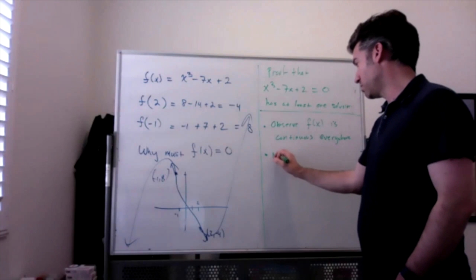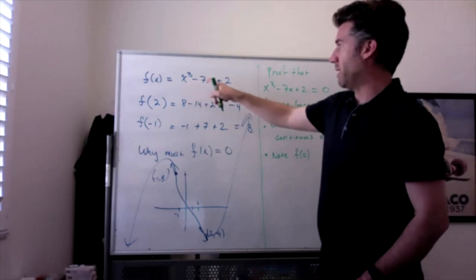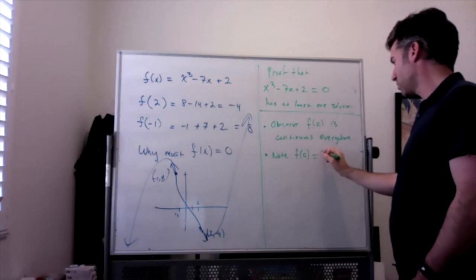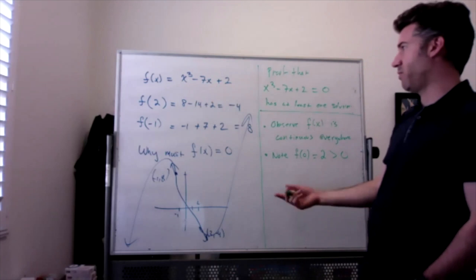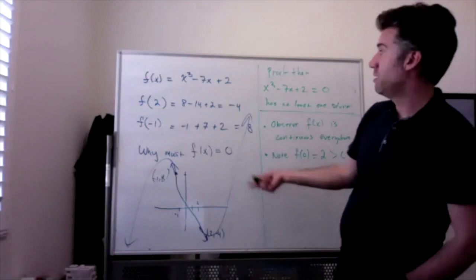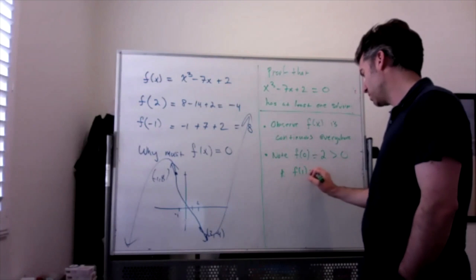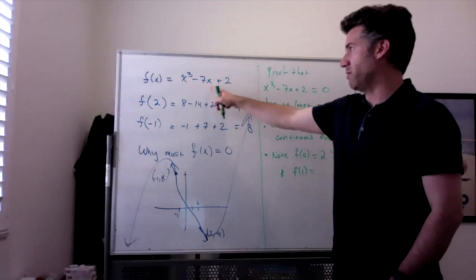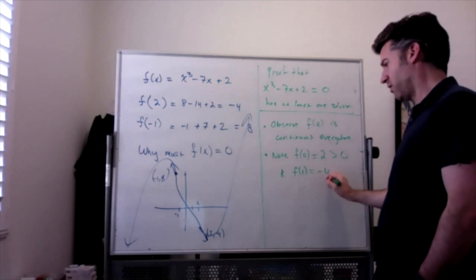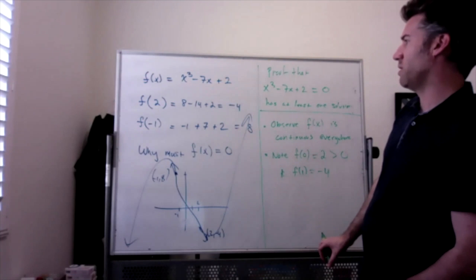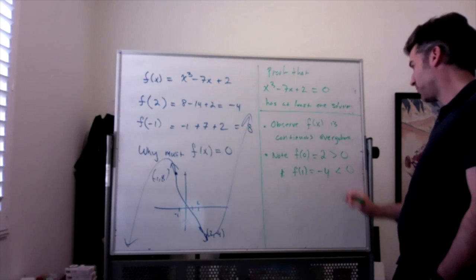So note that f of 0 is 0 minus 0 plus 2, which is positive. And then I would probably try plugging in 1, and I would get f of 1 is 1 minus 7 plus 2, which is -4. Interesting that plug in 1, you get -4, which is negative.